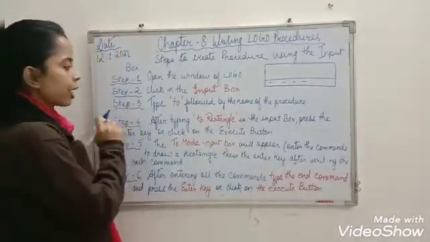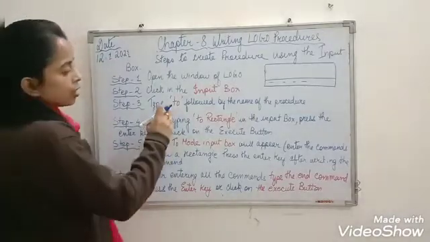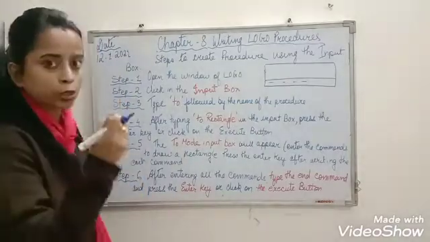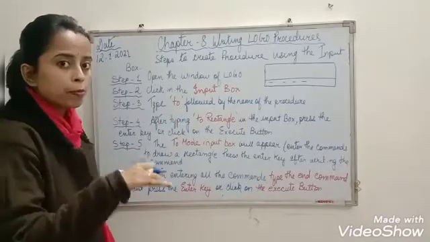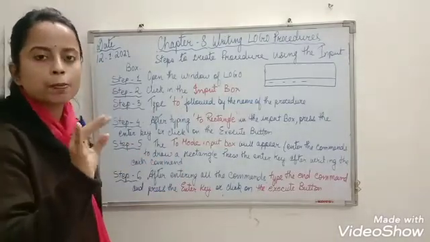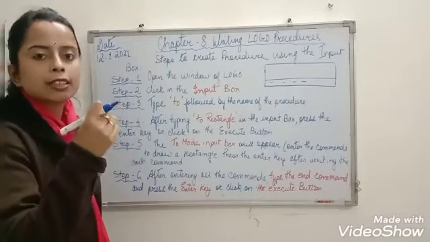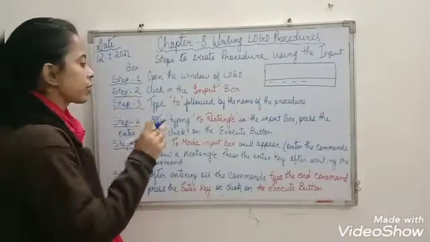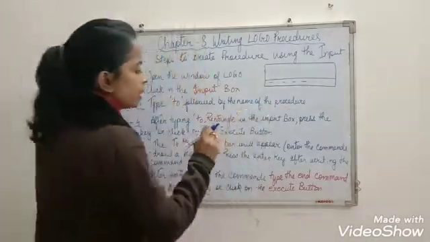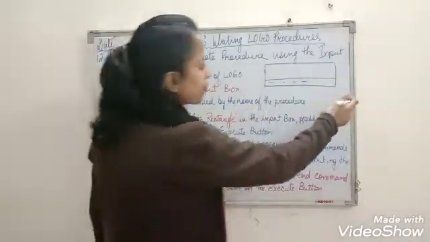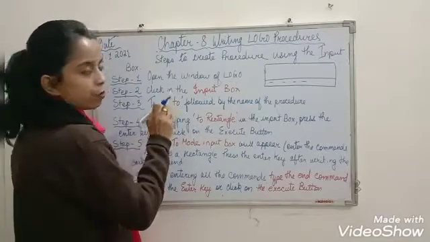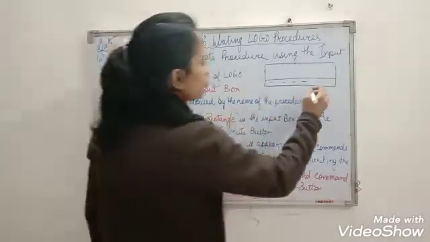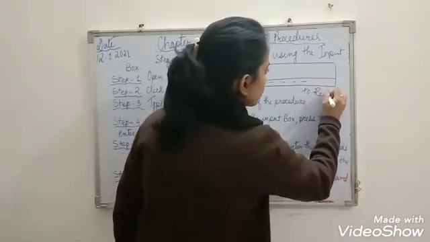Step 3, type TO followed by the name of the procedure. Suppose you want to draw a rectangle using a procedure in logo. A procedure has three parts: title line, set of instructions, and end command. So in step number 3, type TO followed by the name of the procedure. Suppose you want to draw a rectangle. In the input box, first you have to write TO, followed by the name of the procedure, for example, TO RECTANGLE.